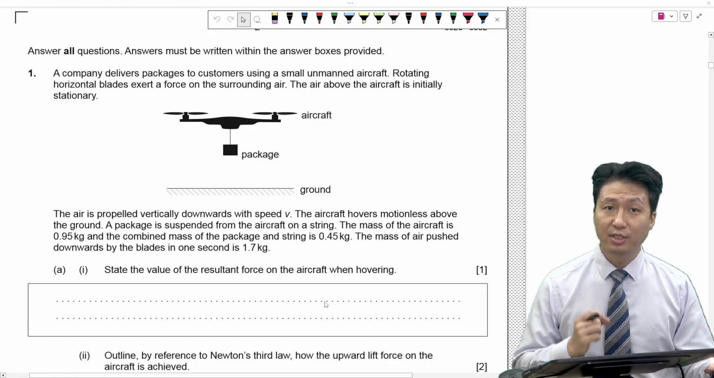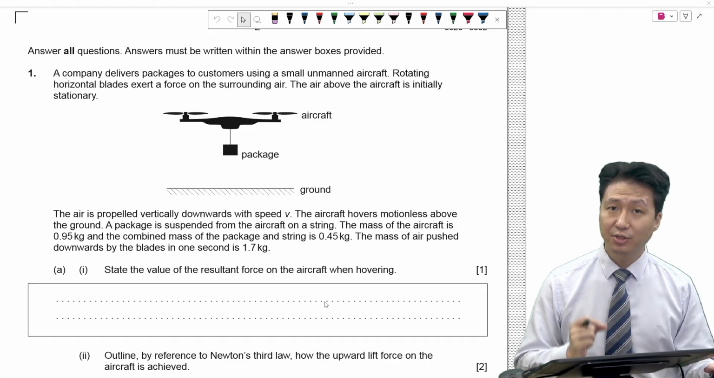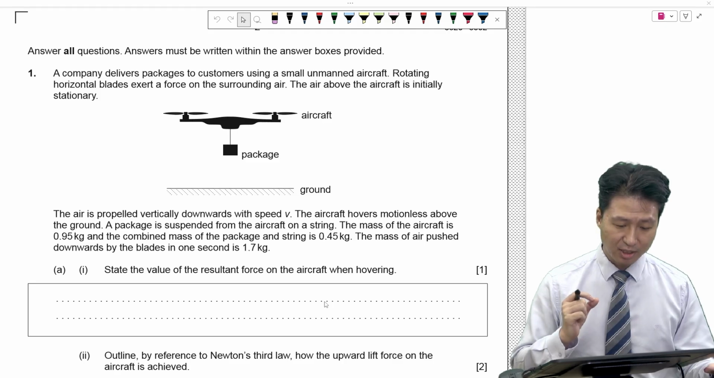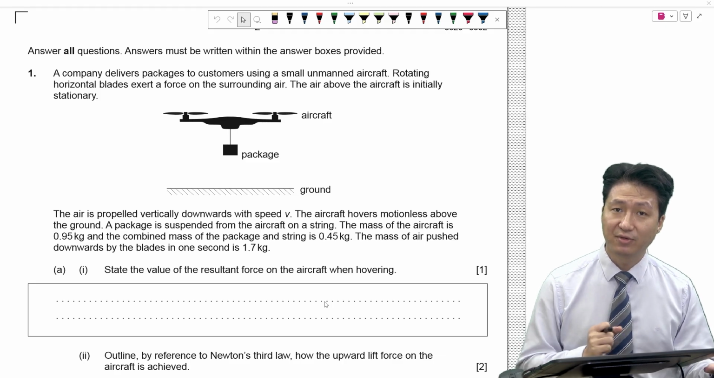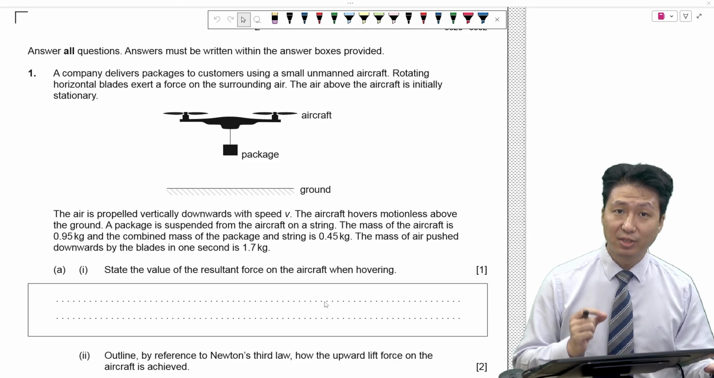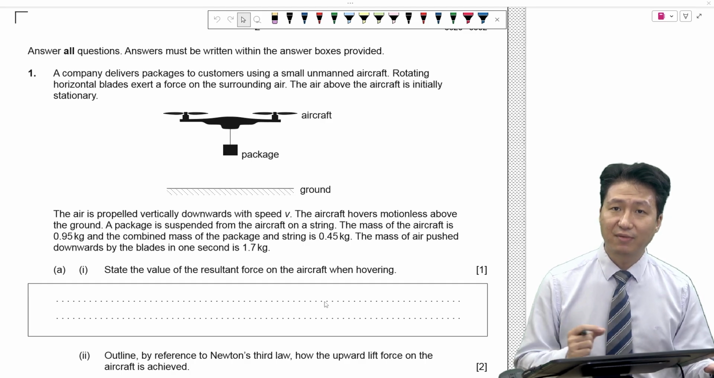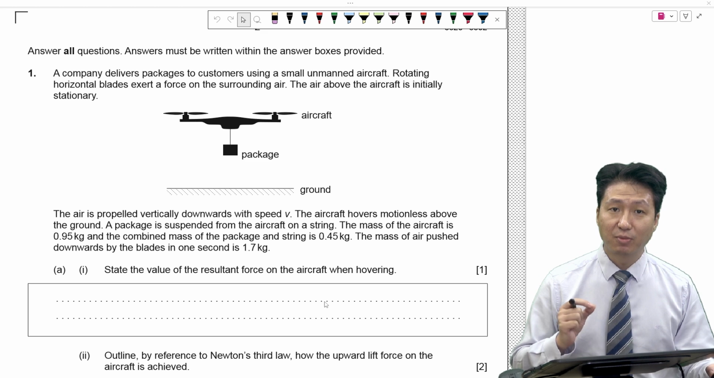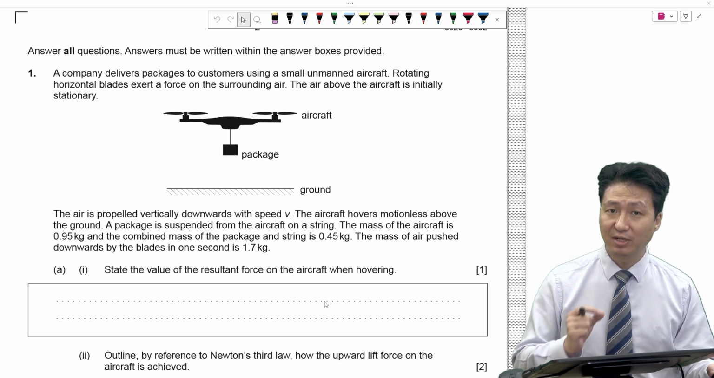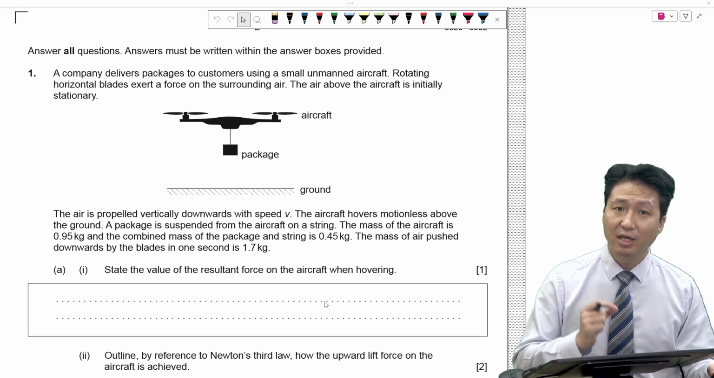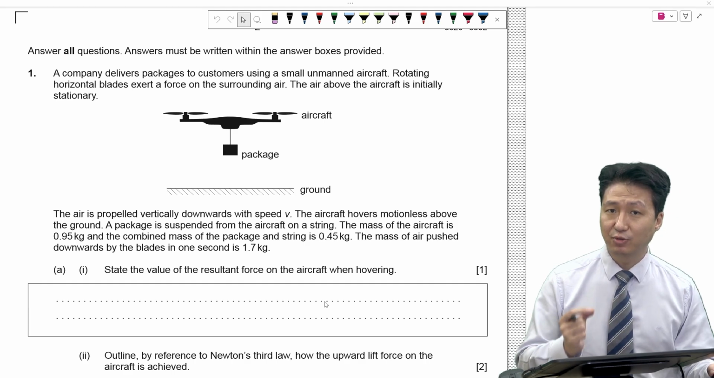In this first question it says, a company delivers packages to customers using a small unmanned aircraft. Rotating horizontal blades exert a force on the surrounding air. The air above the aircraft is initially stationary. The air is propelled vertically downwards with a speed of v. The aircraft hovers motionless above the ground. A package is suspended from the aircraft on a string.